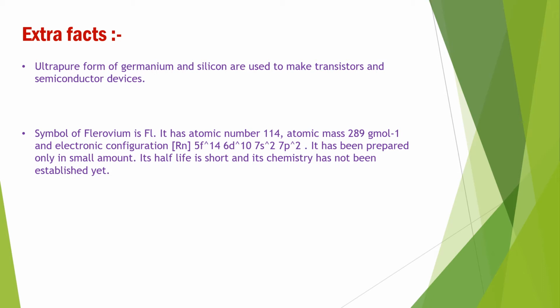Then, the symbol of flerovium is Fl. It has atomic number 114 and its atomic mass is 289 grams per mole, and its electronic configuration is that of radon followed by 5f14 6d10 7s2 7p2. It has been prepared only in small amounts. Its half-life is short and its chemistry has not yet been established. Also, oxygen is the most abundant element in the Earth's crust.